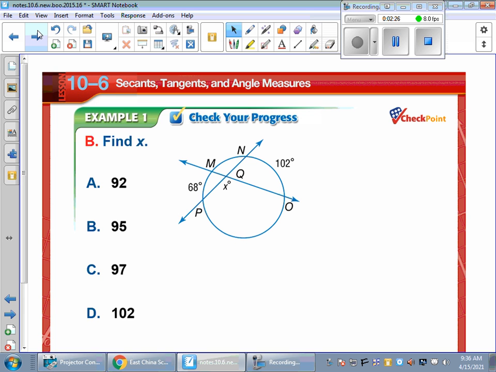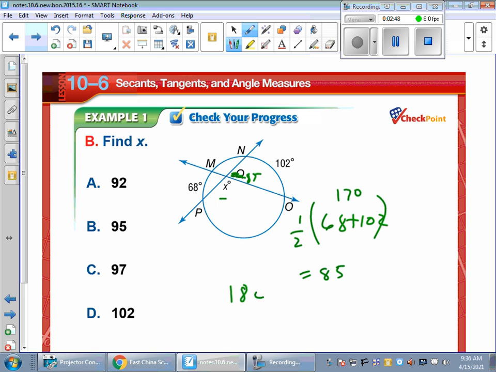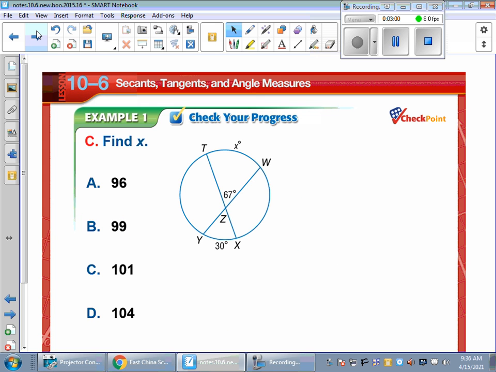Same concept here. 68 plus 102. Again, we're taking half of that or dividing that by 2. So we have 170 here. 170 divided by 2. This gives us 85. So that means that this angle here is 85 degrees. But they want this one here. 180 minus the 85. 180 minus 85 is going to give us 95. Final answer B, 95.